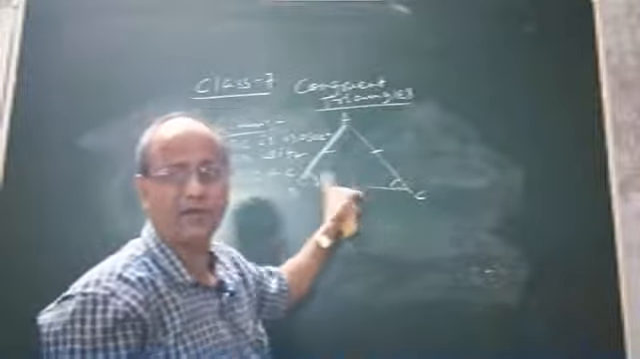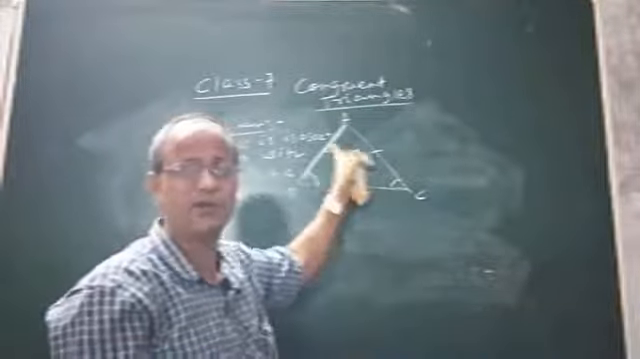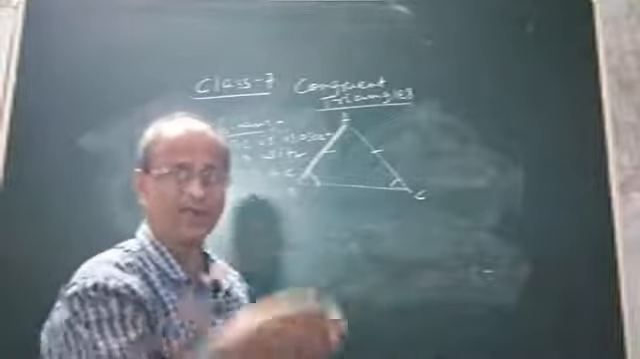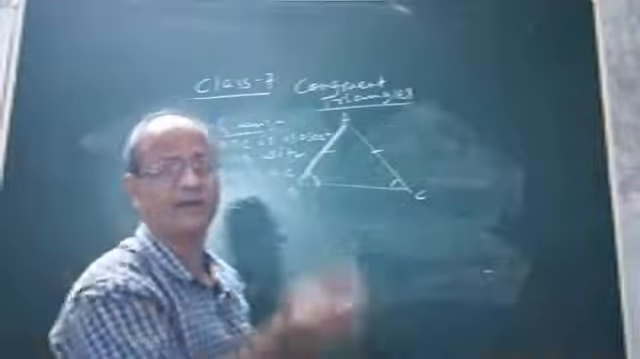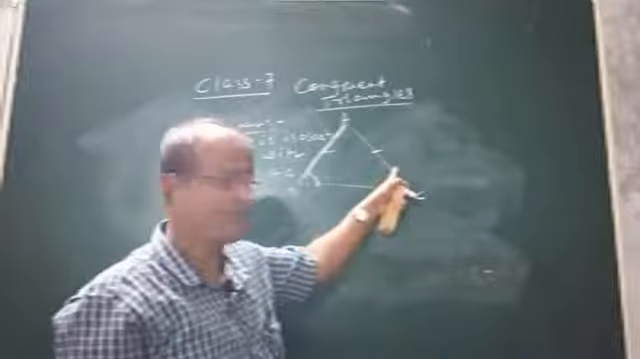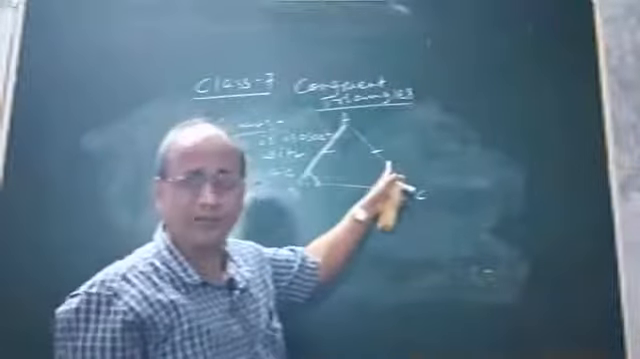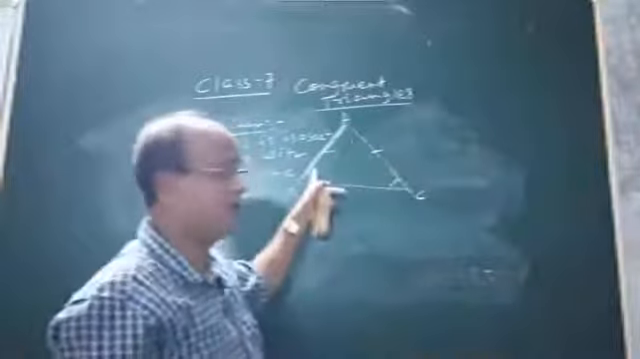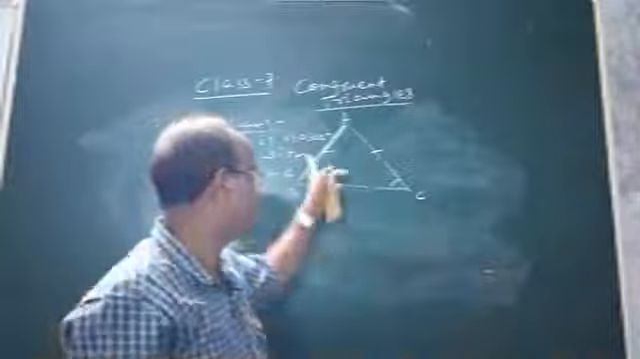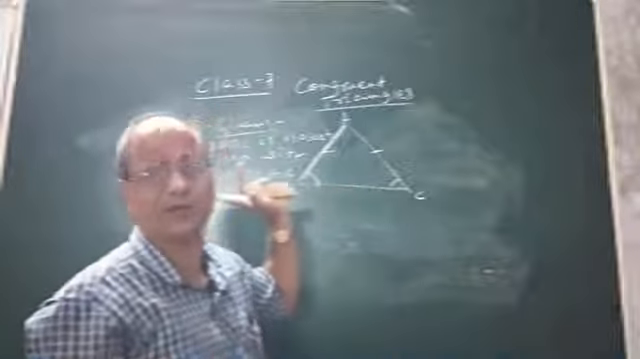Opposite angles. Angles opposite to the equal sides of an isosceles triangle are equal. See the question. Prove that angles opposite to equal sides of an isosceles triangle are equal. What does it mean? It means if ABC is an isosceles triangle with AB equal to AC, then angle C is the opposite angle of AB and angle B is the opposite angle of side AC. So if AB equal to AC, prove that angle C equal to angle B.